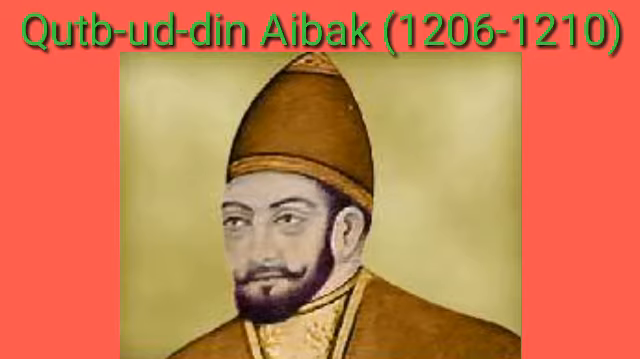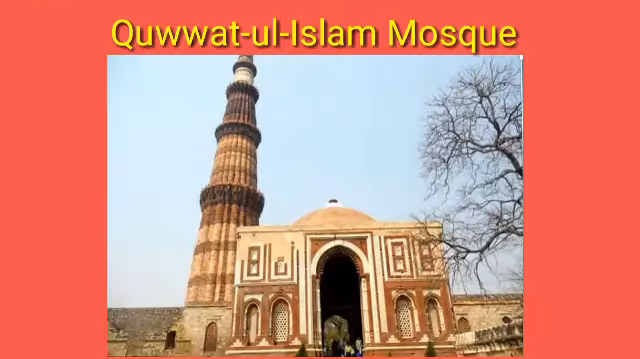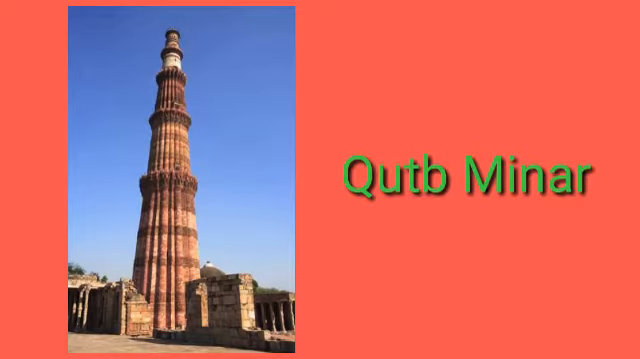He was really a kind-hearted, generous man. He was called Lakh Baksh, or giver of lakhs, children, because he gave away a lot of wealth in charity. He built the Quwat al-Islam Mosque in Delhi. Aibak also started the construction of Qutub Minar, children, in Delhi, but he could not complete it, but it was completed by Iltutmish. Qutub Minar is the most majestic architectural masterpiece of the Delhi Sultanate, children.